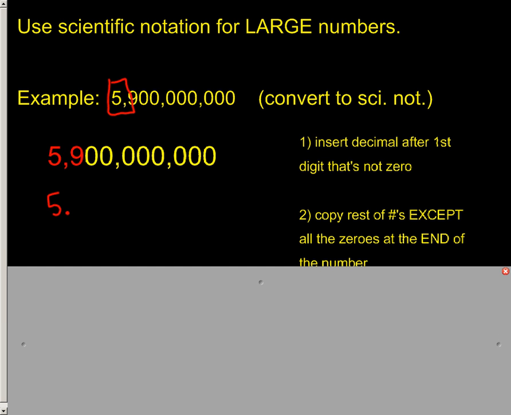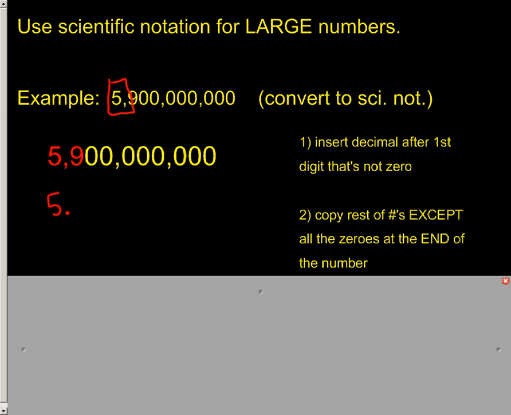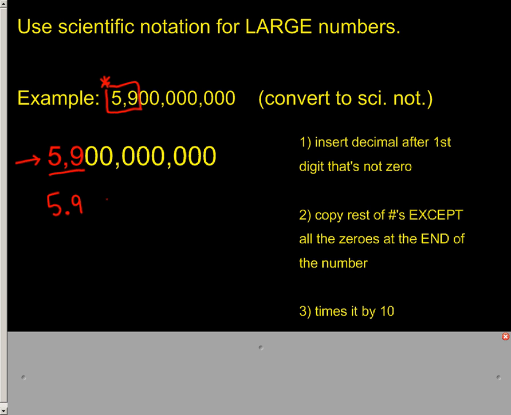And here's the second step. Copy the rest of the numbers except the zeros at the end. So if you were looking at the original number up here, you'd say, well, here's a 5, here's 9, and then everything else is zeros. So in your mind, you're kind of boxing that out. Now, what I did here was I typed out the number again, and I made the non-zero numbers in red. So you'd go 5.9, and then the third step would be just times it by 10, because we don't need to write all of these zeros. This is what scientific notation does away with.